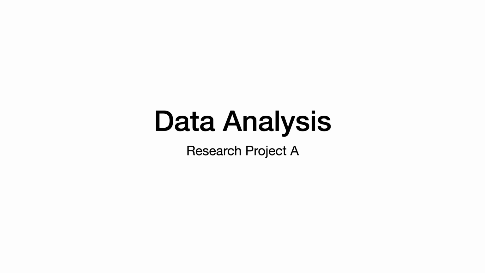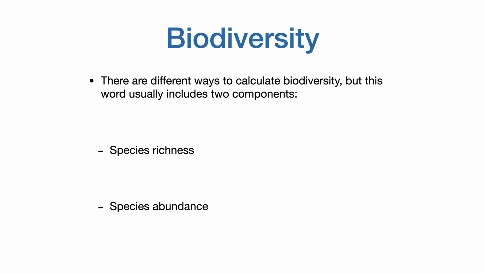I'm here to give you a brief overview about Research Project A and how we're going to analyze the data that you've already collected. All right, so in Research Project A, you were making some assay of biodiversity, right? So you collected two different samples from two different time points, so a total of 4 sampling conditions. And now you need to compare them in terms of biodiversity.